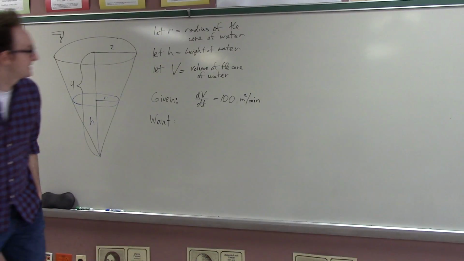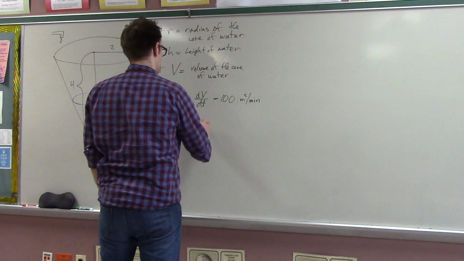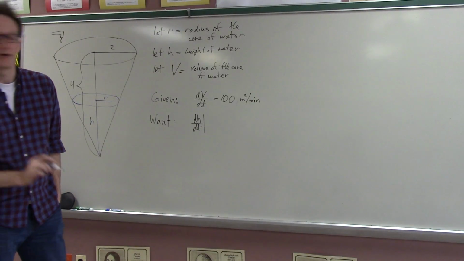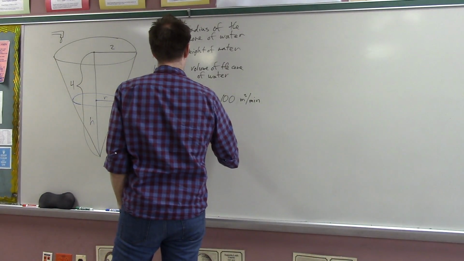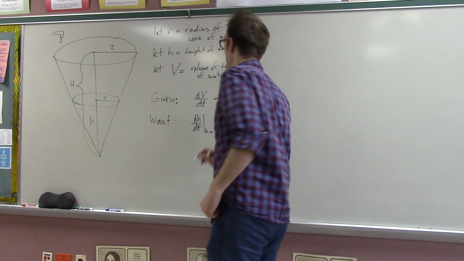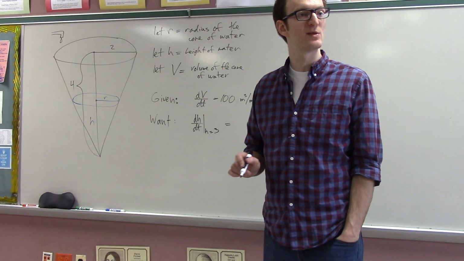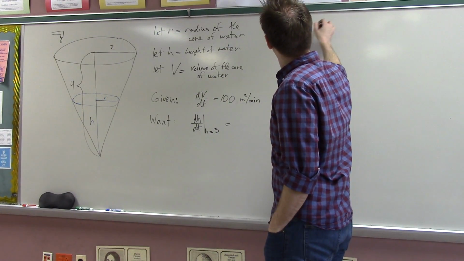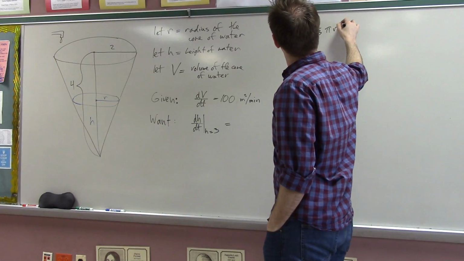What? Yeah. dH dt, but specifically at h equals 3. Okay. Everyone good? All right. So now that we've figured out what it is that we're actually trying to find, we need to find a relationship between the variables. So what is the relationship between the variables? V is equal to 1/3 pi r squared h, except now there's 3 variables.